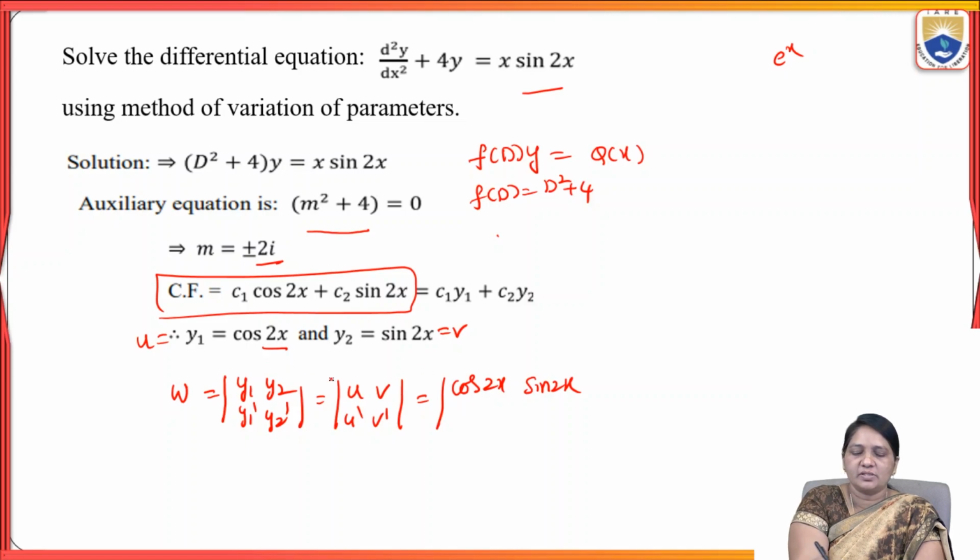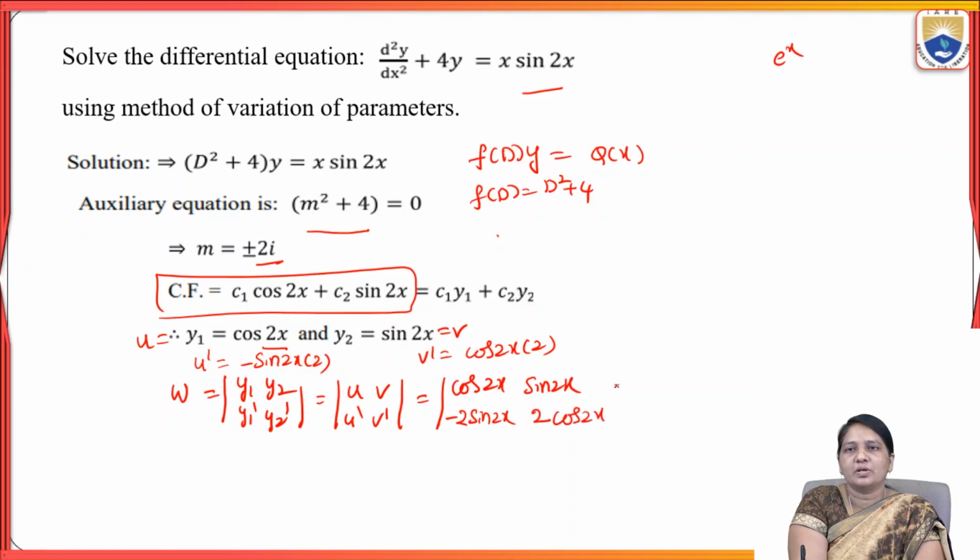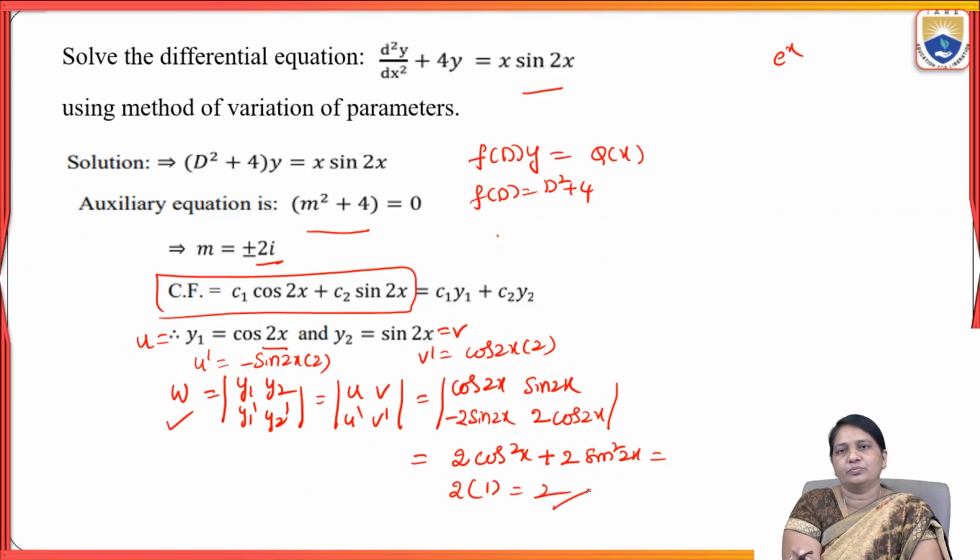Derivative of cos is minus sin. So here we can write u dash equal to minus sin 2x into 2. And here v dash equal to cos 2x into 2. So we are writing u dash value is minus 2 sin 2x and v dash value is 2 cos 2x. So now we are calculating this: 2 cos square 2x plus 2 sin square 2x. So finally 2 into 1, this value is 2. So the Wronskian value we got is 2.